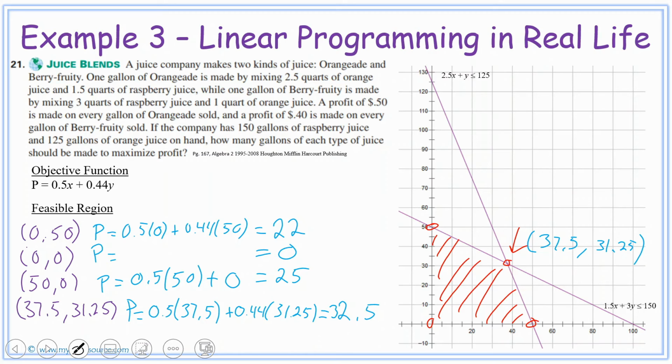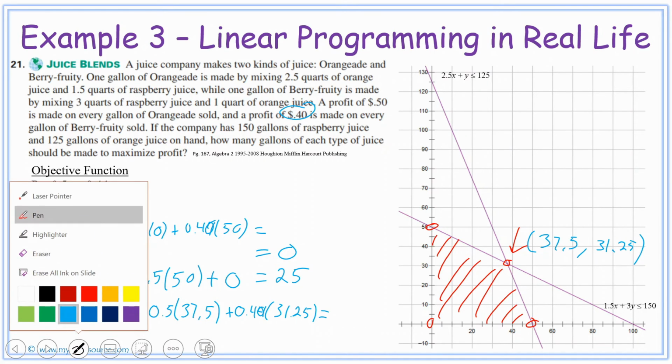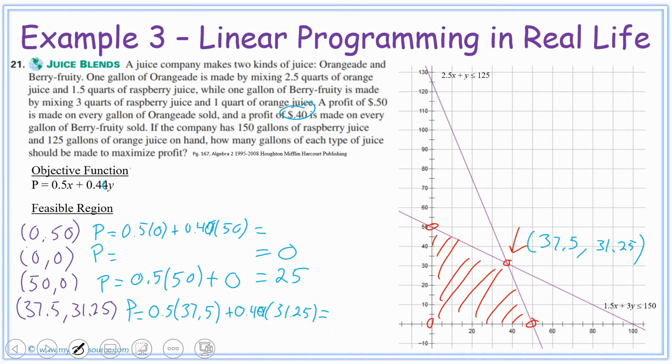And I see a little slight mistake there. This should have been 0.40. So that'll change our answer slightly. The top answer and the bottom answer will be changed just slightly there. I want to make sure we have accurate answers. I wrote that down wrong when I typed it out. That should have been 0.40. All right, so we got a profit of $31.25.